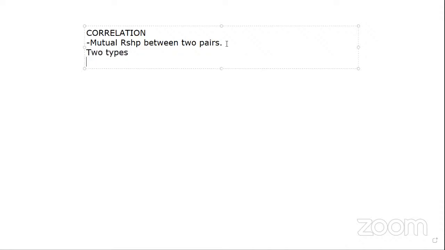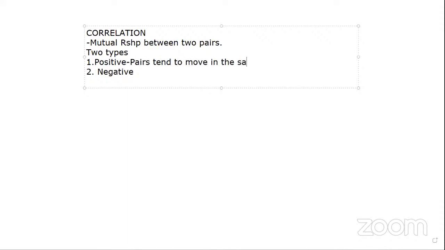We have positive correlation, and the second was negative correlation. Right? So since we have the 2 types of correlation, positive and negative, you will know. In positive, pairs tend to move in the same direction. The positive one is more of a parallel movement.